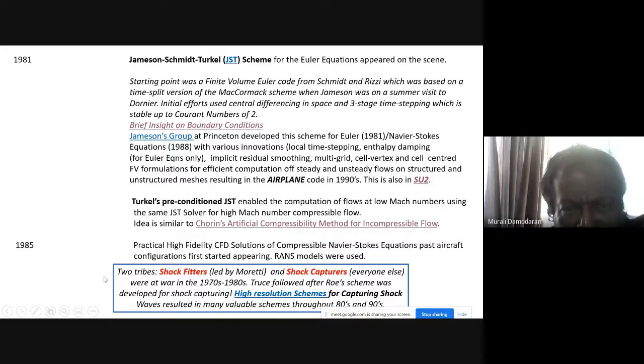So there are two types, shock fitters and shock capturers, and they were at each other's throat, just like the electric wars. In the 70s and 80s, they were fighting with each other, but the main man here is Gino Moretti, at New York University in the US. It's an Italian professor and engineer who did a lot of work in shock fitting. And some of his students still keep the flame alive.